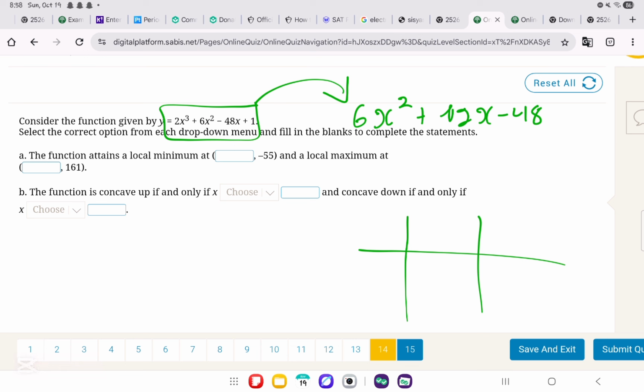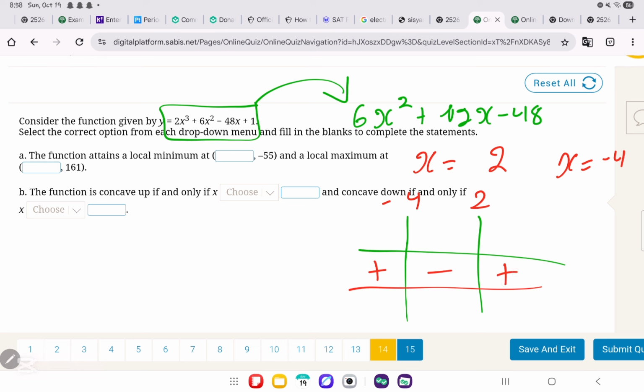You will get x equals 2 and x equals minus 4. Now, if you choose a number less than minus 4, it's going to be positive. If you choose a number between minus 4 and 2, it's going to be negative. And if you choose a number greater than 2, it's going to be positive. So it's going up, then down, then up.